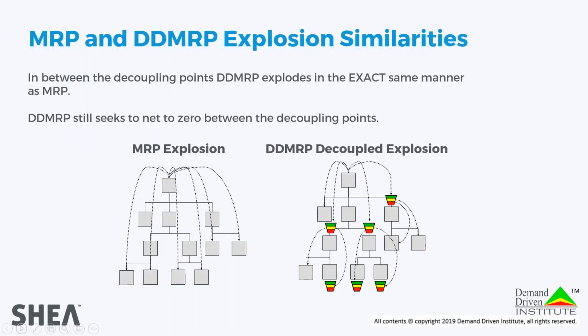However, in between the decoupling points, MRP is still there. DDMRP explodes in the exact same manner as MRP. DDMRP still seeks to net to zero between the decoupling points. And you can see highlighted in the blue box, for those parts or that part of the product structure, MRP is still happening. Don't throw out what you know.